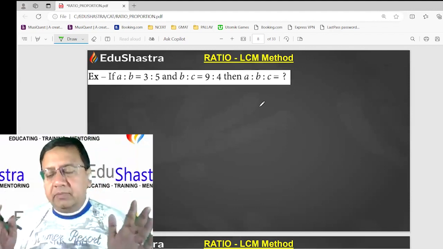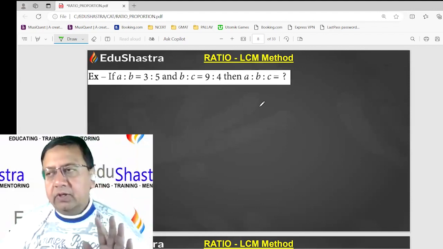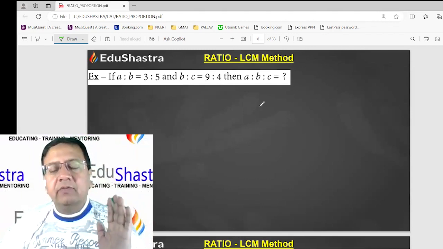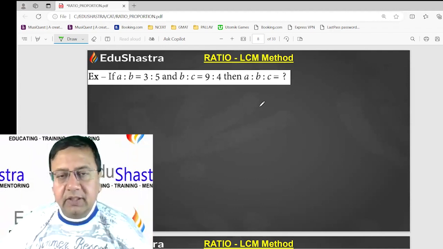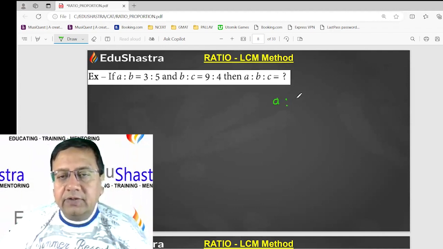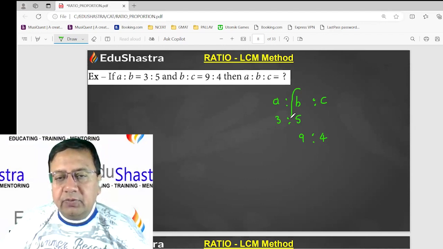So see, there are multiple ways. This just depends on what kind of numbers are there and what method strikes my mind when I am sitting in the exam. So I'm just discussing different ways of solving this. First, A is to B is given to me, and this is 3 is to 5, right? And B is to C is given to me, 9 is to 4. So in this, my one common element is B.